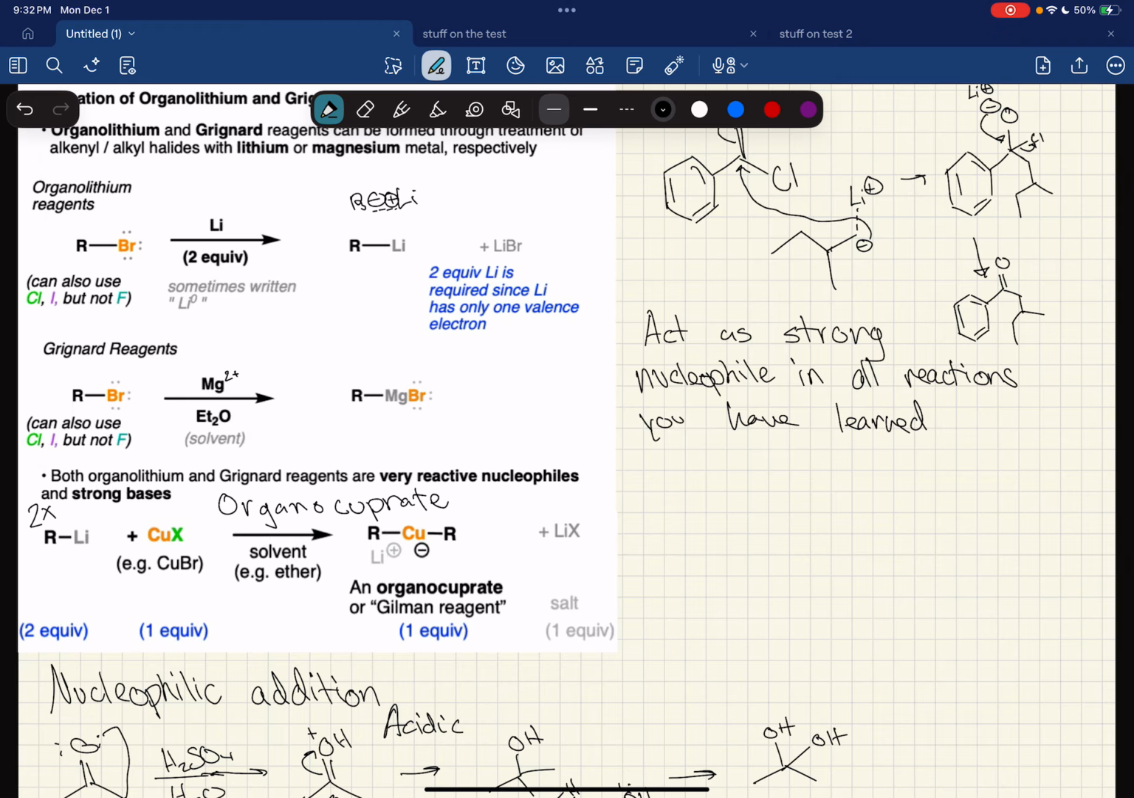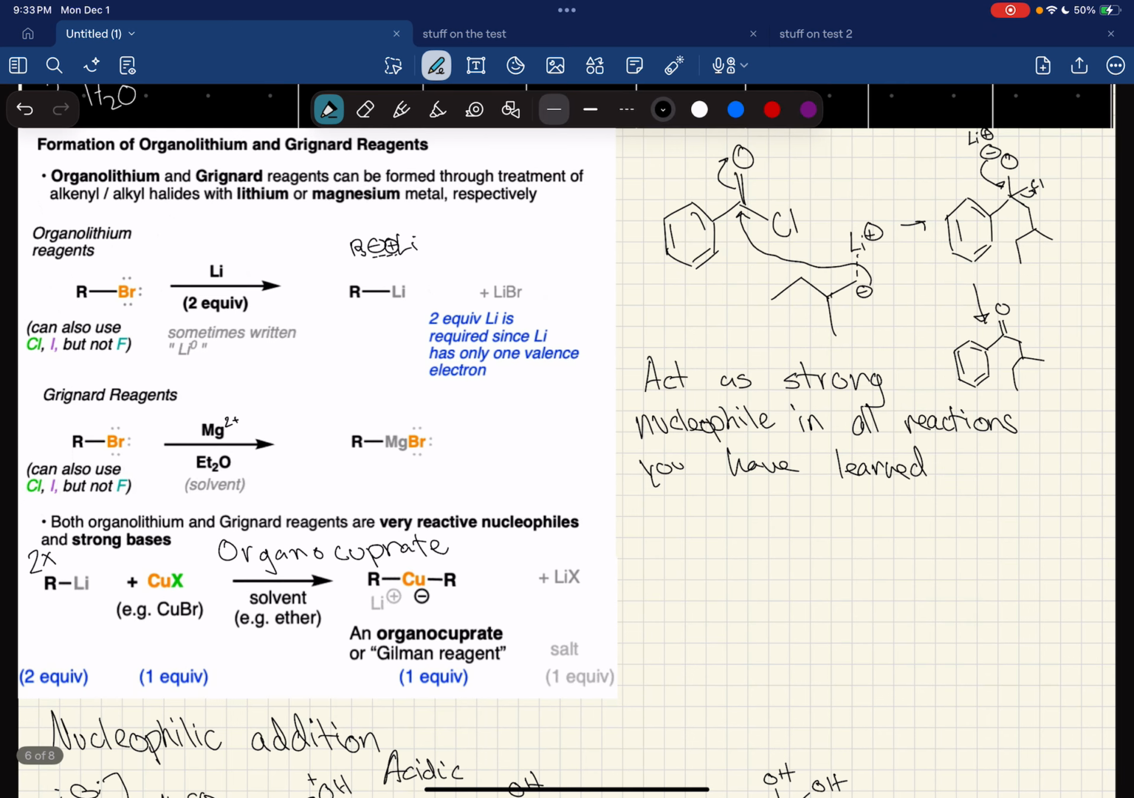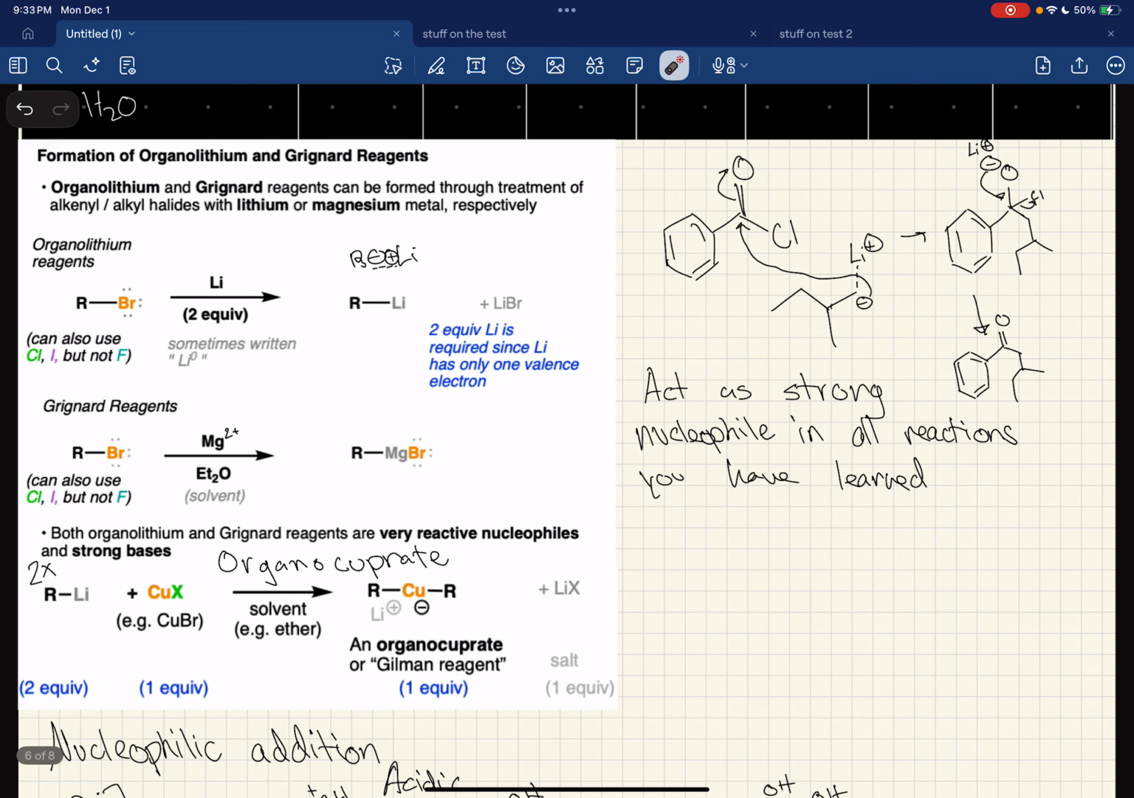You're going to take two organolithiums, two equivalents of that, react it with a copper bromide, copper halogen, and you're going to form an organocuprate, as seen right here. So I guess just kind of know that. I don't really think there's any good way to talk about that other than just kind of memorize it.